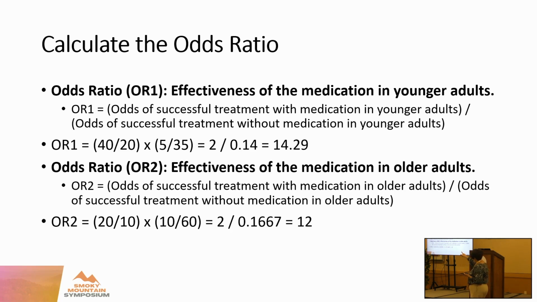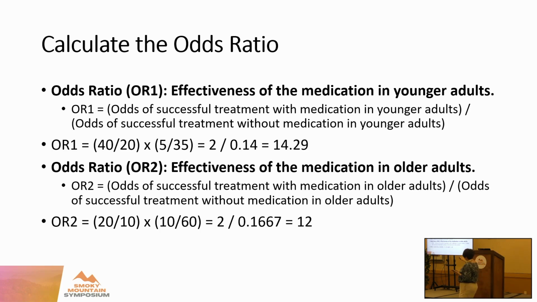And so that is the odds of successful treatment with medication in younger adults, divided by the odds of successful treatment without medication. So when we took those numbers from the previous screen, the 40 divided by 20, the 5 divided by 35, and then multiply those two numbers together, that is 14.29.